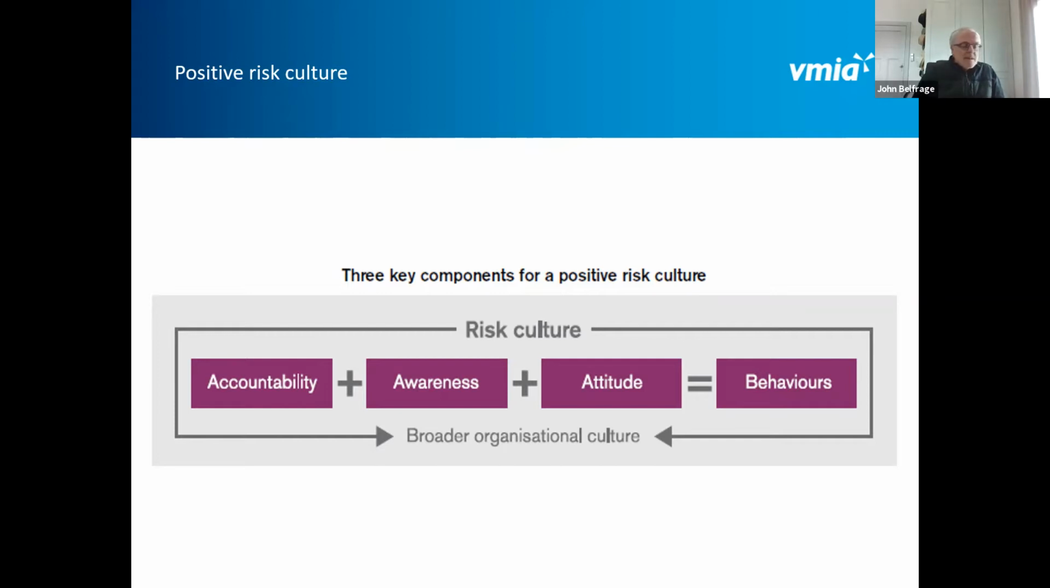So there are three components of what we would term a positive risk culture. Accountability. There obviously needs to be accountability for owning and managing risks, and the board and audit committee has a role to play in ensuring that this occurs with oversight.